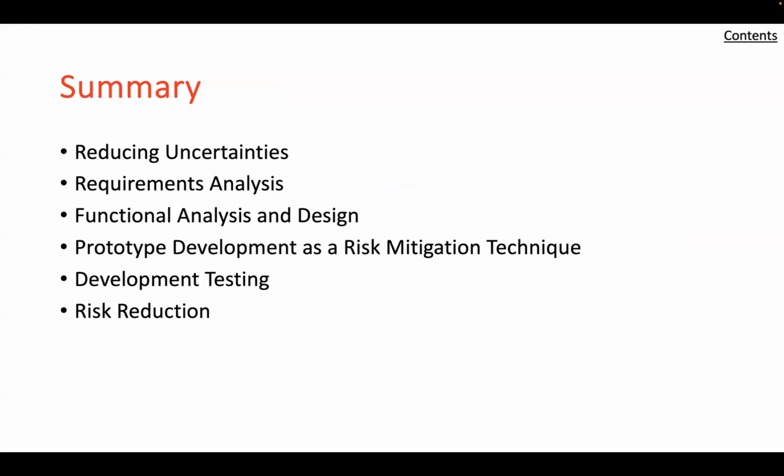Okay, well, let's do our summary review and think about the things that we've covered in this chapter and in this lecture. First of all, reducing uncertainties. Objectives of the advanced development phase are to resolve the majority of uncertainties through analysis and development and validate the system design approach as a basis for full-scale engineering.